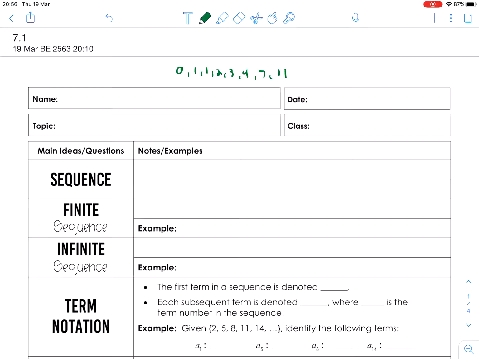So the Fibonacci sequence is the previous two numbers added together give you the next number. So if I took 0 and 1, that gives me 1. If I took 1 and 1, that gives me 2.